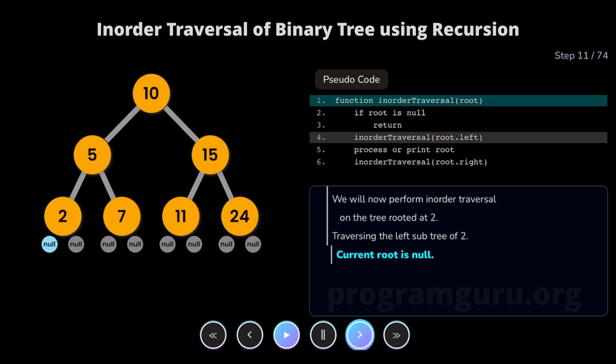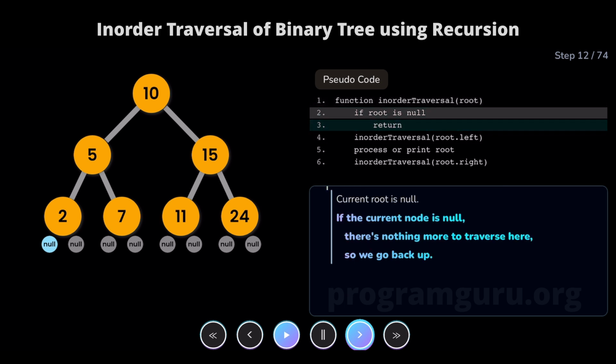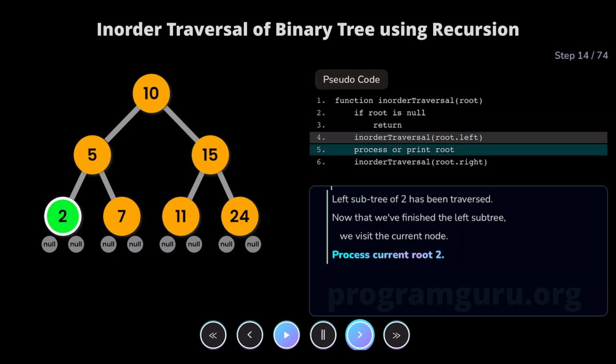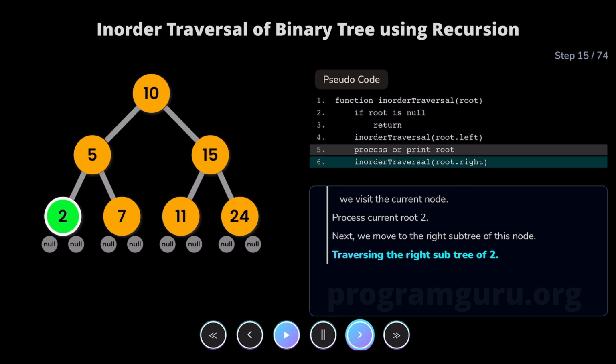Current root is null. If the current node is null, there's nothing more to traverse here, so we go back up. Left subtree of 2 has been traversed. Now that we've finished the left subtree, we visit the current node. Process current root 2. Next, we move to the right subtree of this node.